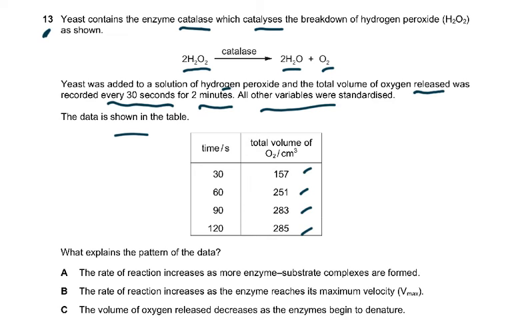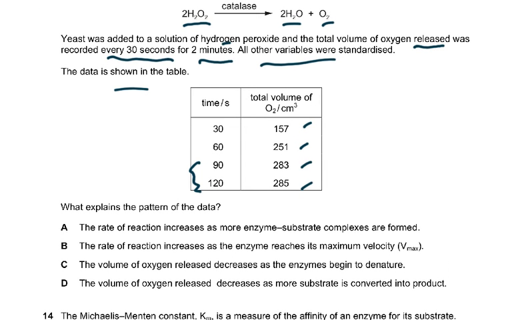So in the beginning, we had 157 cm cubed, then it went up to 251. So at least another 100 has been added, and then only 56 and 34 have been added, and then 283 to 285 has only been 2. So something's gone wrong here. As time has gone by, less oxygen is being produced. So in the initial stages, more oxygen was produced. So what explains the pattern of data?